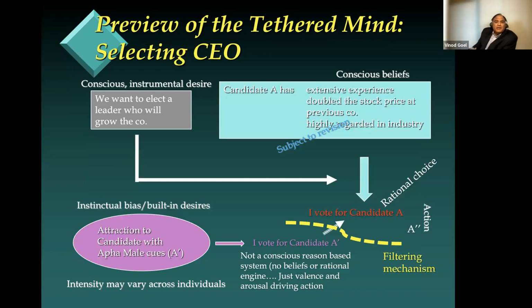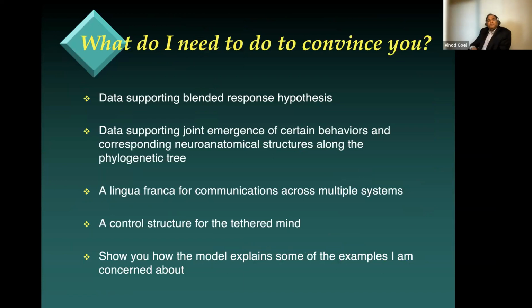Another way of seeing this is again with the CEO example. You have your conscious model here, and you want to elect a leader who will grow the company. Then you have certain beliefs: this candidate has extensive experience, doubled the stock price at the previous company, and is highly regarded in the industry. And then you also have these instinctual biases built in that come into play, such as alpha male cues, and that also modulate the decision. Okay, so this is the type of model we're going for.